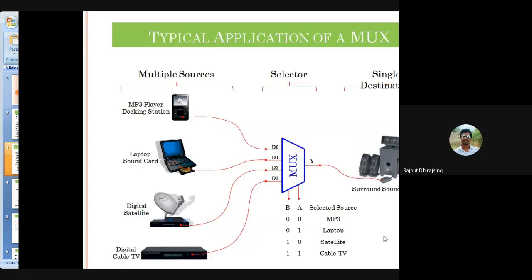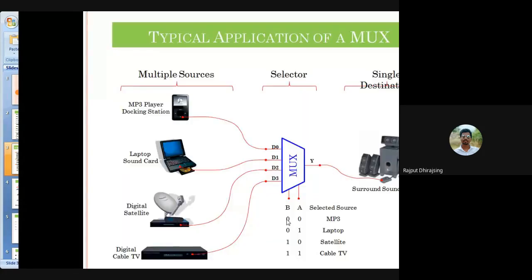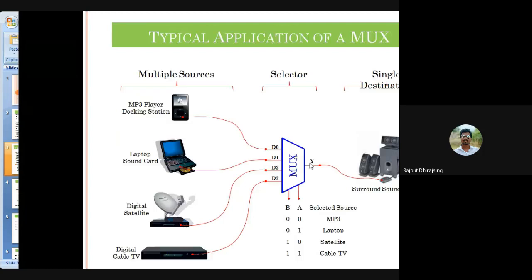So when we are selecting the input 0 0, then whatever D0 input is there, that input will be selected for the output. So when the select lines are 0 0, what is connected to input 0? D0. And for D0, what is the input? MP3 player is the input. So that you will get at the output.